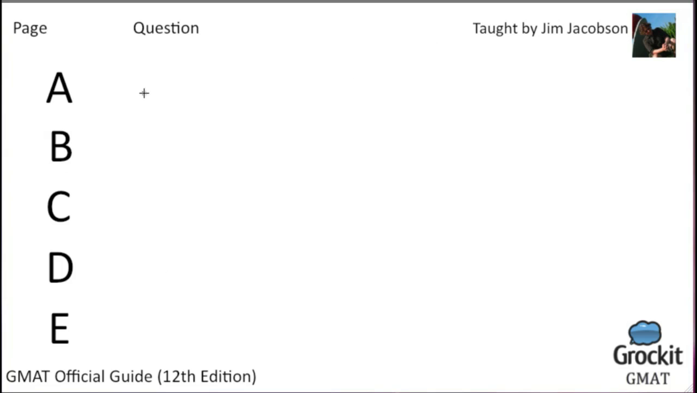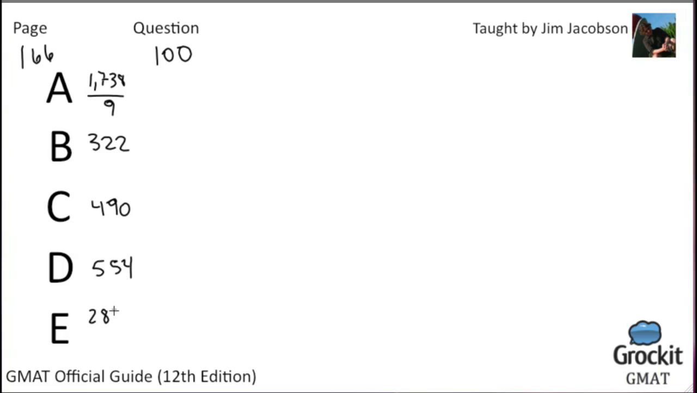Number 100. We hit the century mark in the problem solving section. So, yikes. Choice A, 1,738 divided by 9. Choice B is 322. C is 490. D is 554. And E is 2,898 divided by 5. Okay then. So if t equals 5/9 of the quantity k minus 32, and if t equals 290, then k equals what?